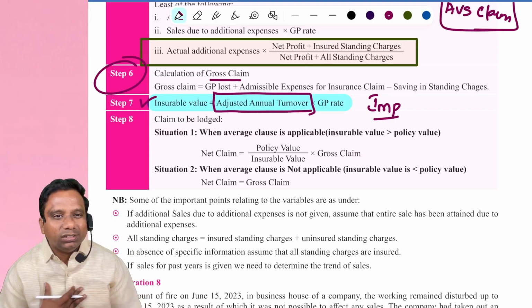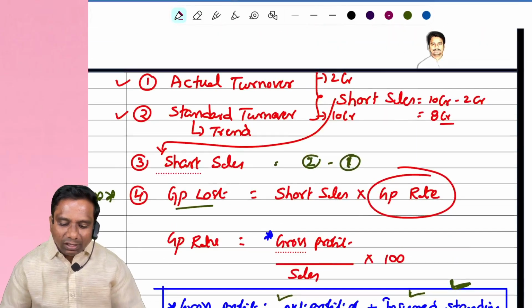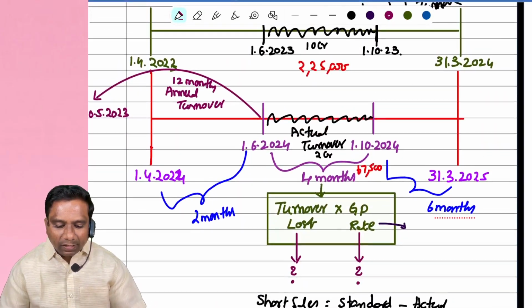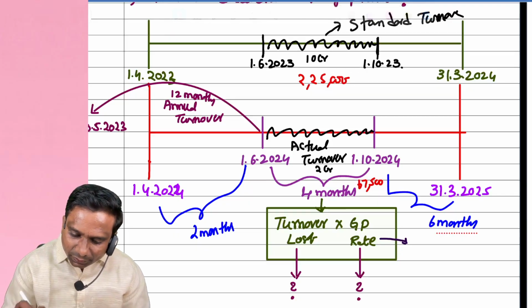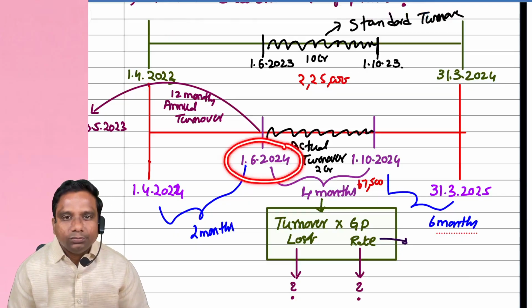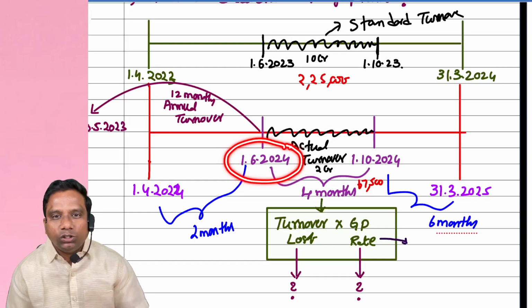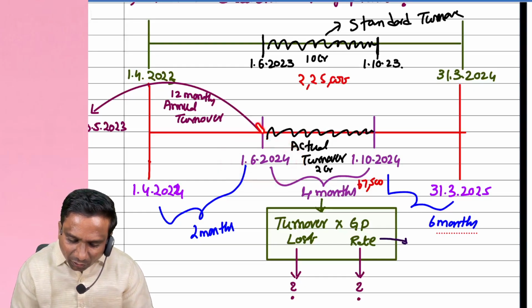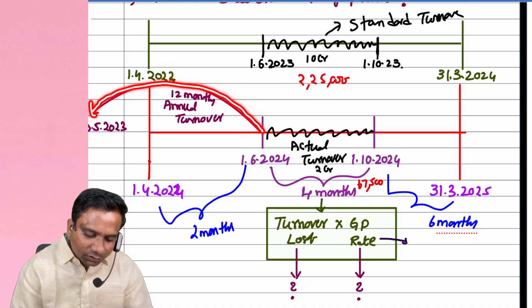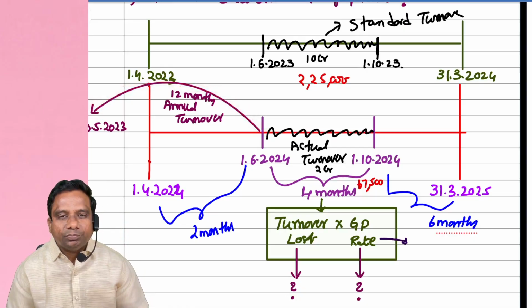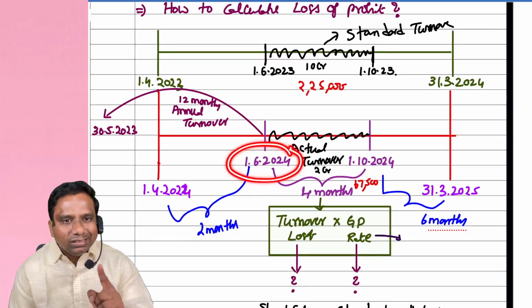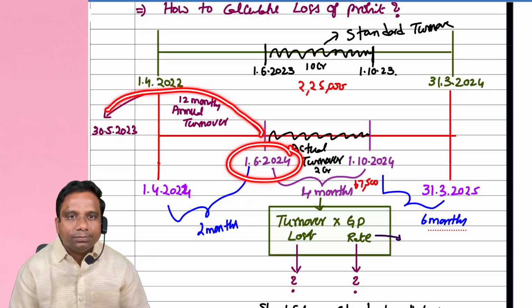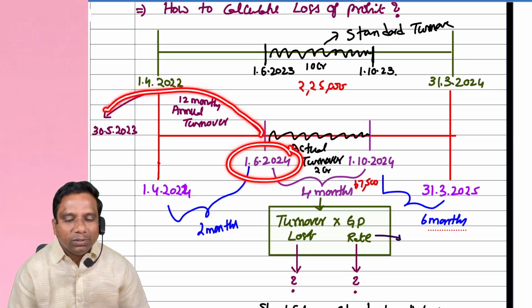Sir, how do I know, sir? For that purpose, just do one thing. Whatever the date of fire. What's the date of fire? 1/6/2024. From this date, go back exactly 12 months. I repeat, whatever the date of fire, from this date, go back to 12 months.